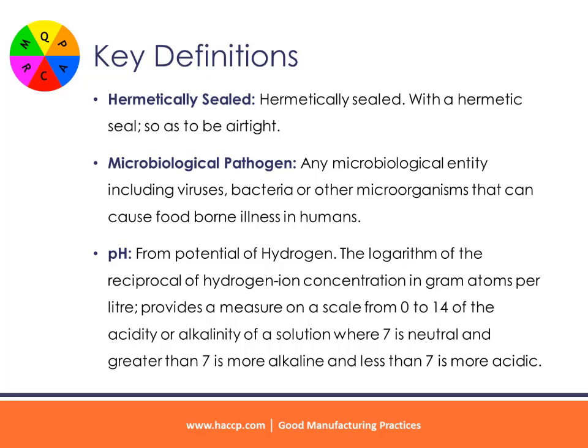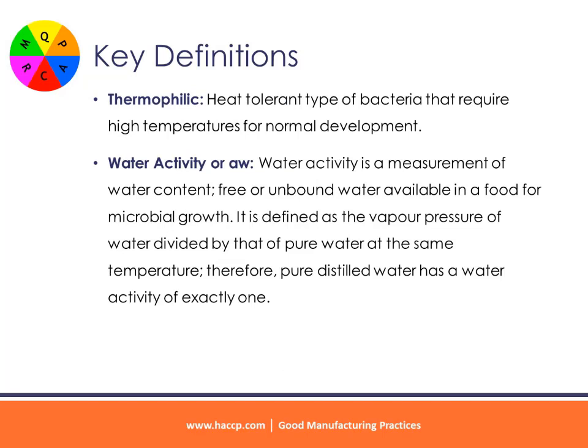pH, from potential of hydrogen, the logarithm of the reciprocal of hydrogen ion concentration in gram atoms per liter. Provides a measure on the scale from 0 to 14 of the acidity or alkalinity of a solution, where 7 is neutral, greater than 7 is more alkaline and less than 7 is more acidic. Thermophilic: heat-tolerant type of bacteria that require high temperatures for normal development.